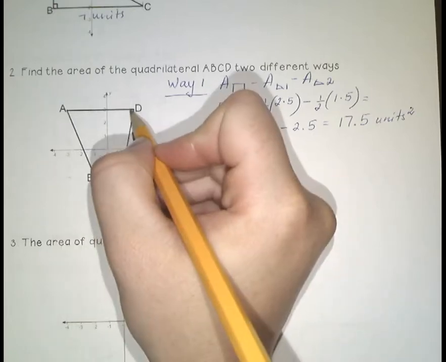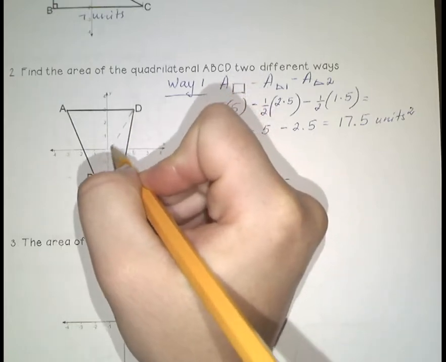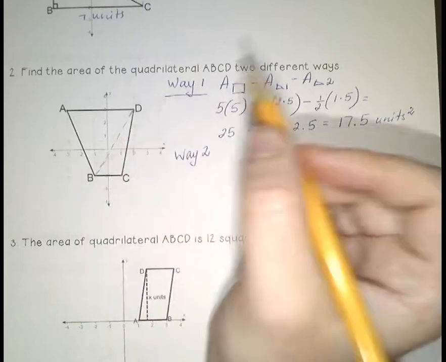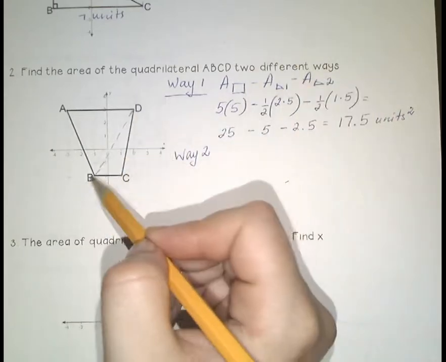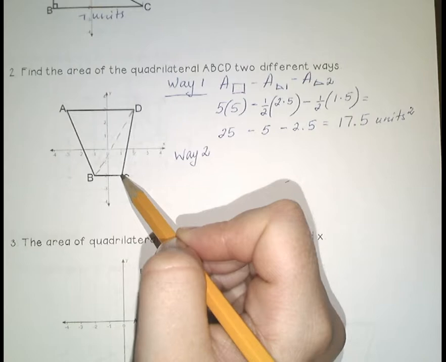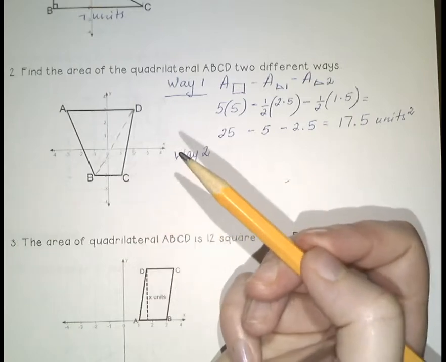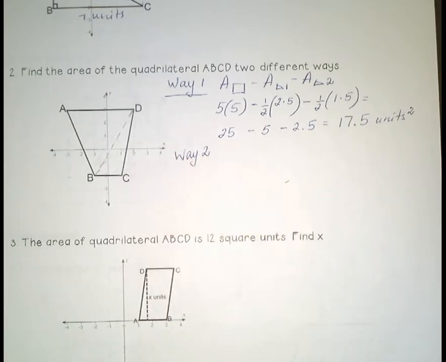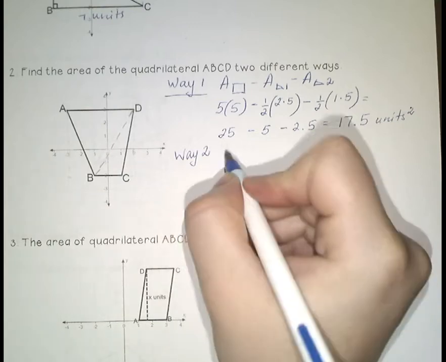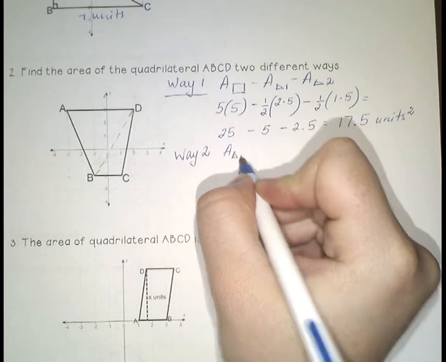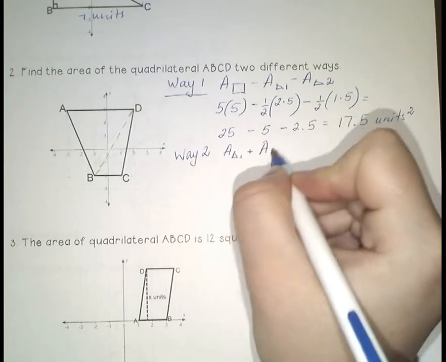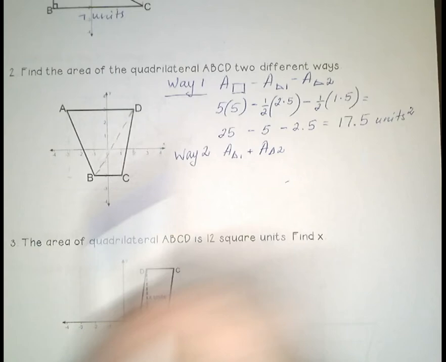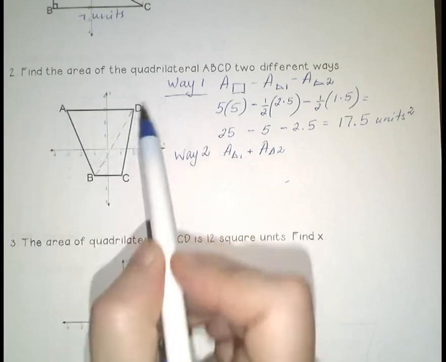What I want to do is divide my shape into two triangles, ABD and BDC. And if I know how to find the area of each triangle, I should be able to find their areas and add them together. So way 2 is area of triangle 1 plus area of triangle 2. Let's look at triangle 1, ABD.